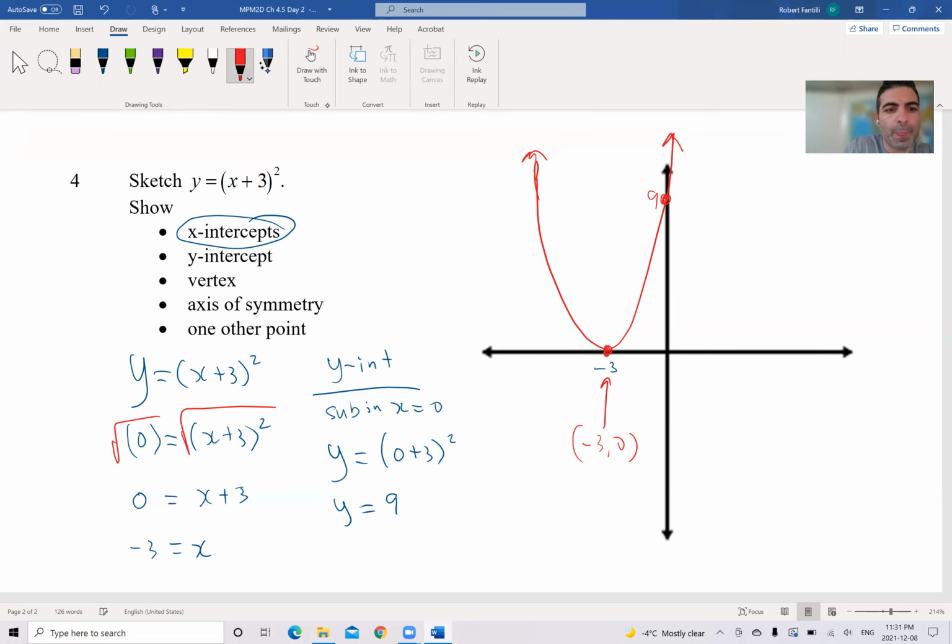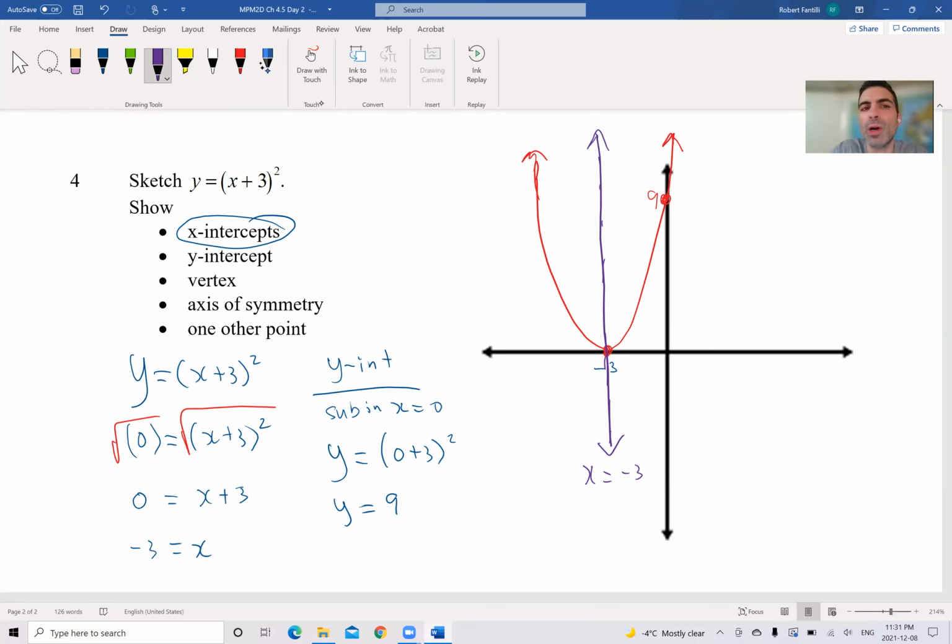And the axis of symmetry. Okay, so the axis, let me erase that because that's going to be in the way. The axis of symmetry is a line that goes down the middle. Okay, X equal negative 3 is the axis of symmetry. You could do a line with your ruler. That's really a proper line. X equal negative 3.